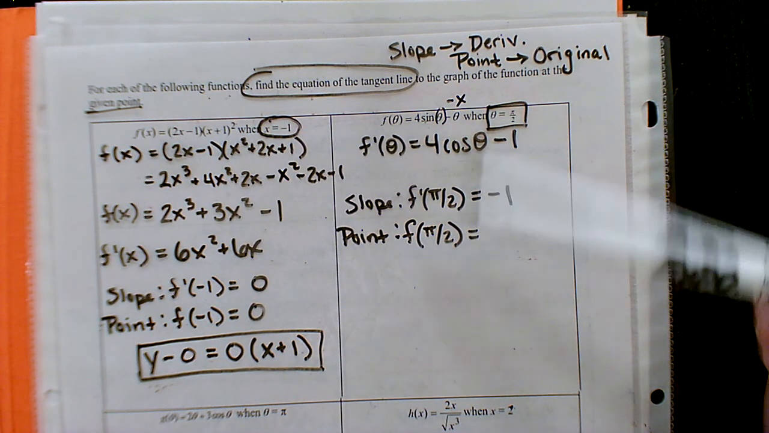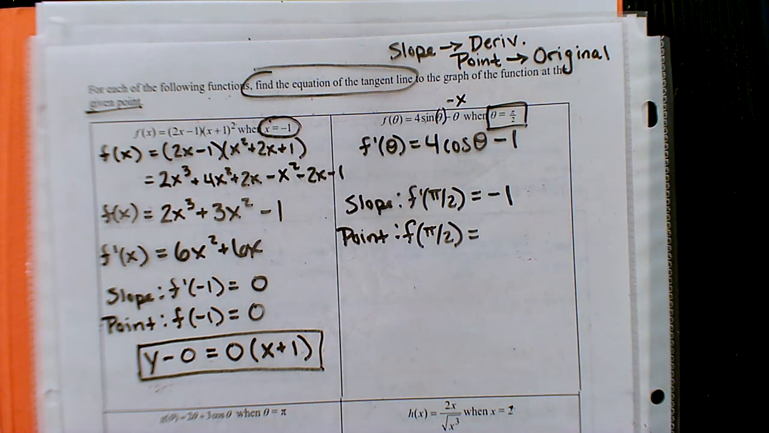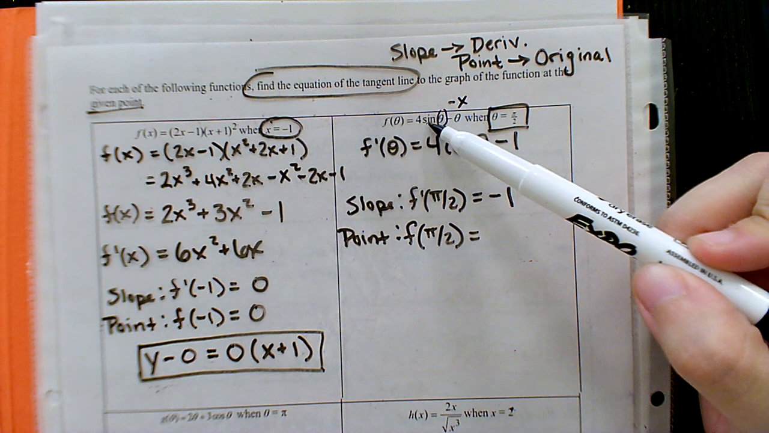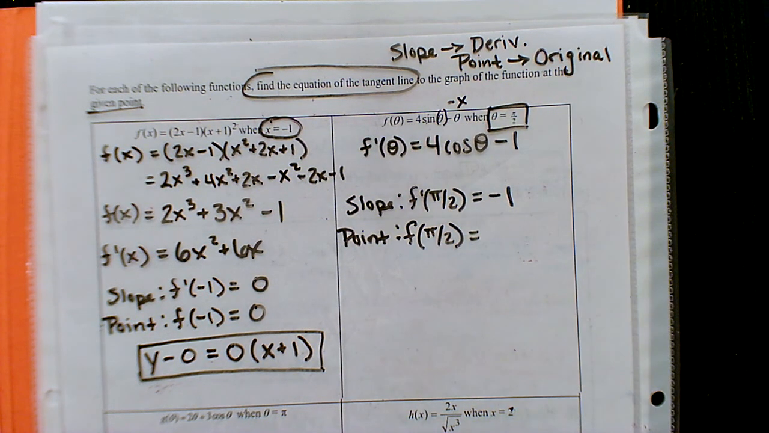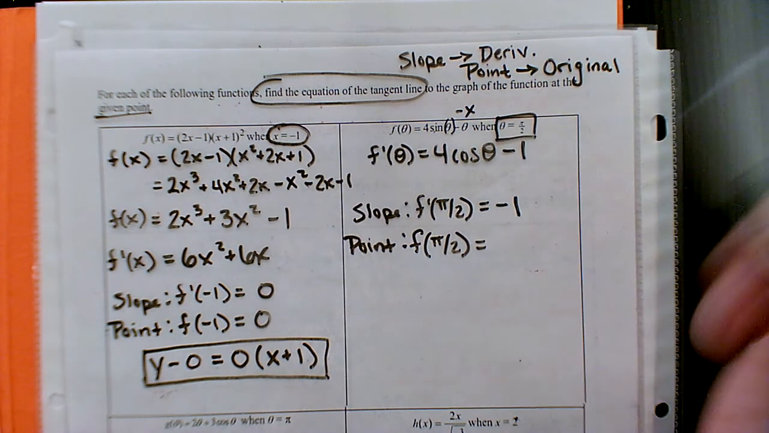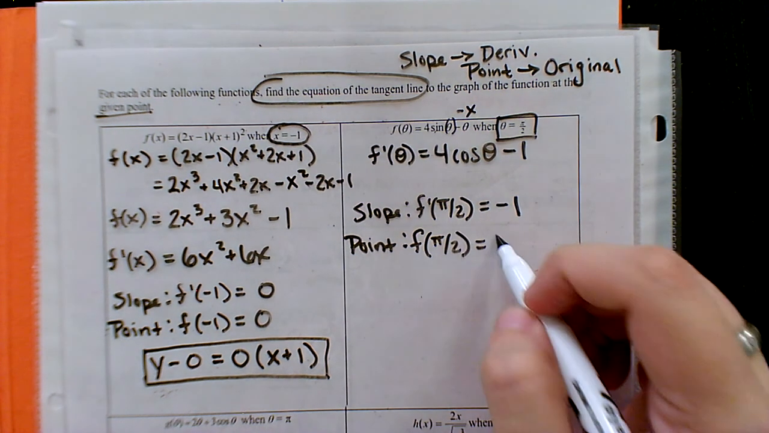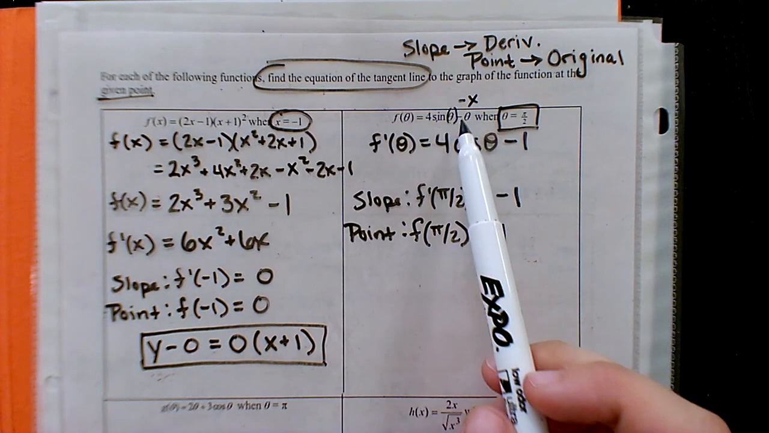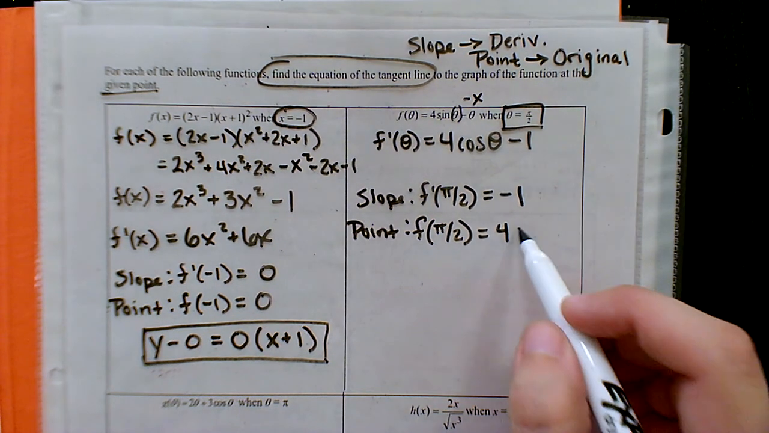Let's plug in pi over 2 now into the original equation. We would have sine of pi over 2. What's the sine value at the very top point? 1. So we have 4 times 1, which is 4, and then we would have to subtract pi over 2.